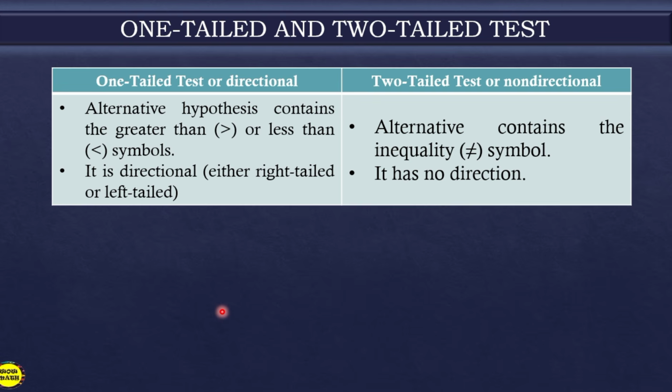Kung titingnan natin yan sa normal distribution curve natin, yung greater than, lagi yan sa right side ng graph. Kaya tinatawag rin siyang right-tailed test. Ganun din, yung less than, lagi siya sa left side ng graph. So, tinatawag rin siyang left-tailed test. Yung two-tailed test naman or non-directional, kapag yung alternative contains the inequality symbol. So, kapag not equal sign ang ginamit sa alternative hypothesis, yan ay halimbawa ng two-tailed test.